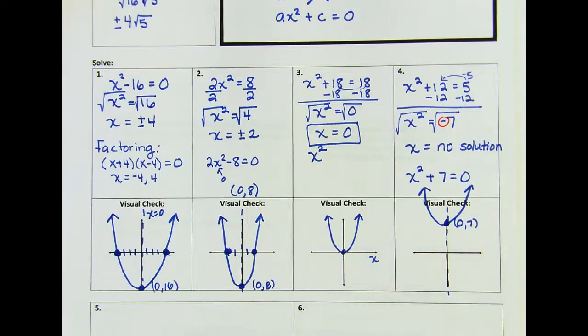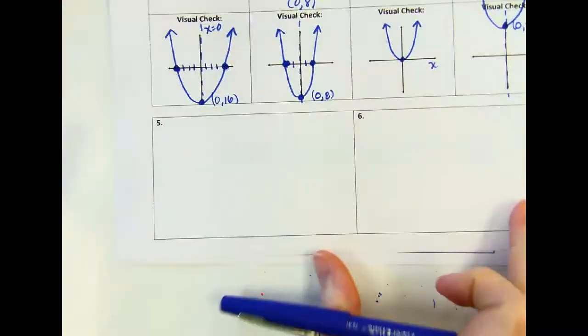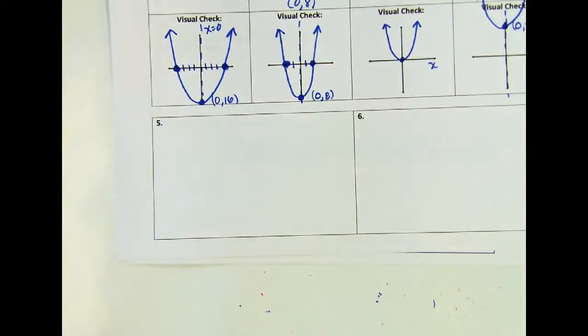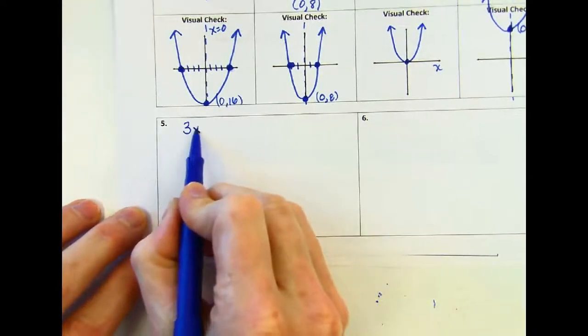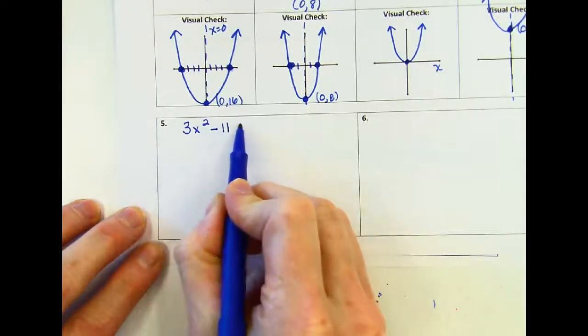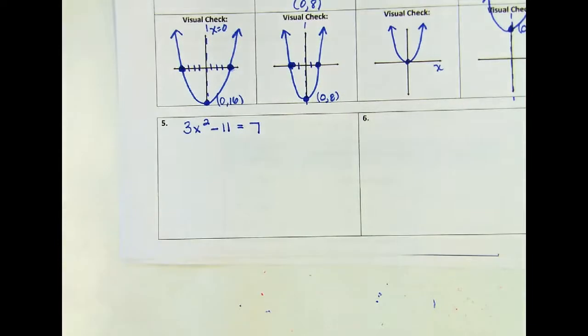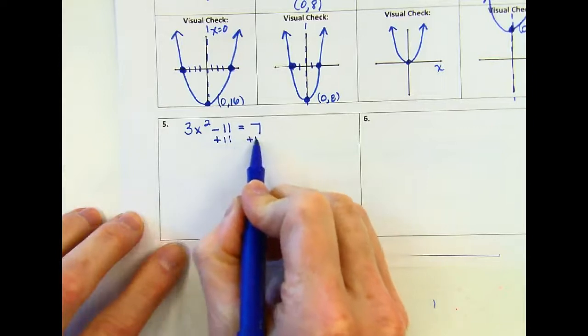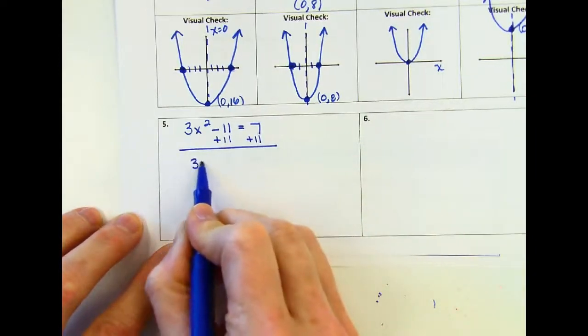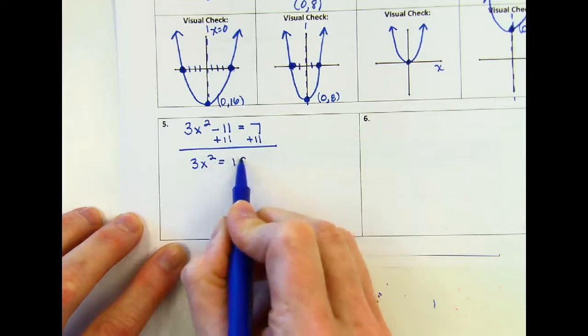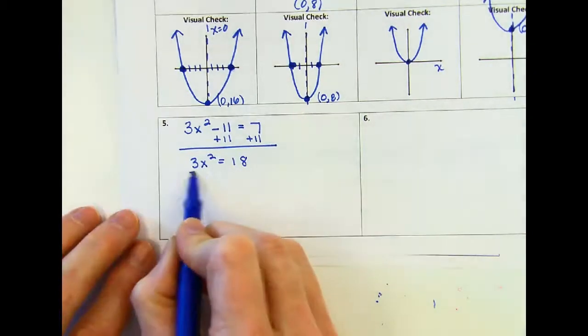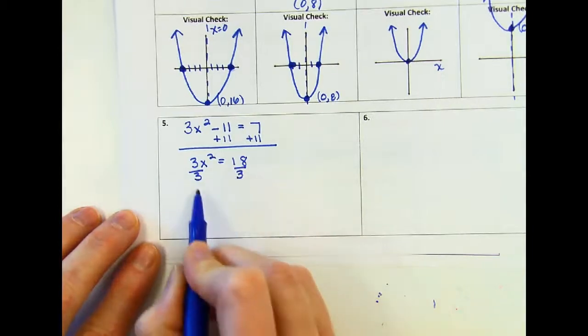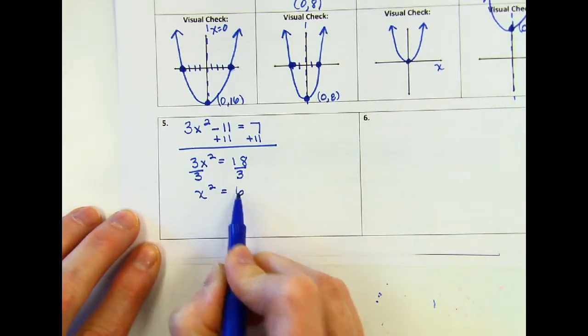So let's move down to box 5, and let's try this problem here. 3x squared minus 11 equals 7. So we are going to try to isolate the x squared. Good news, we can. The bx term is missing. Therefore, I just add 11 to the other side, and I get 3x squared equals 18. I divide by 3 to isolate the x squared. I get x squared equals 6.